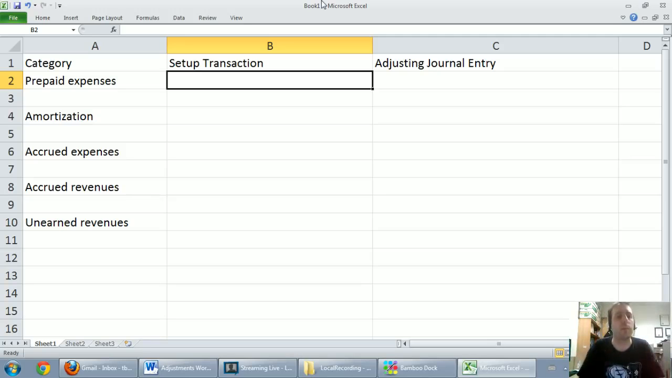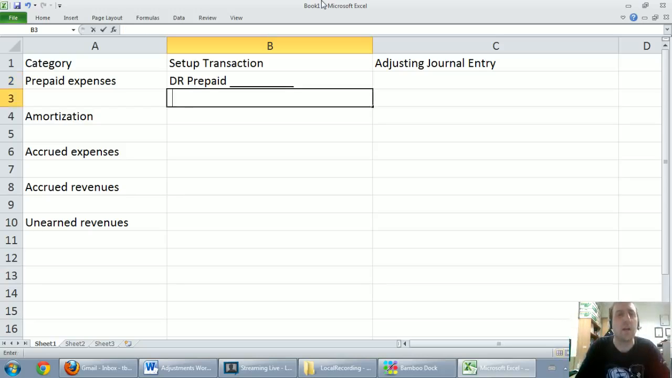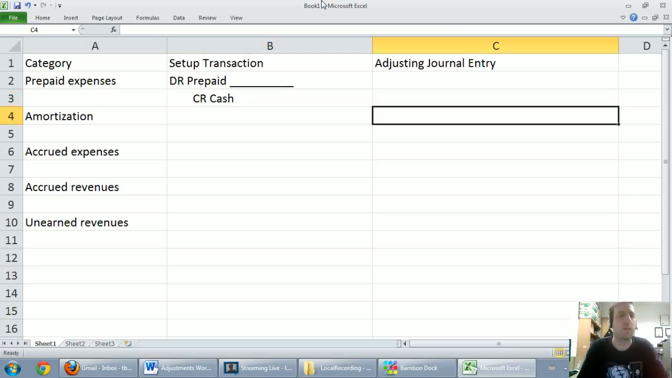Anyway, when we buy the prepaid expense, we're always going to debit some sort of prepaid. It might not actually be called prepaid, but prepaid insurance, prepaid rent. Also, supplies is thought of as a prepaid, so you just debit supplies. You don't have to call it prepaid supplies. And then we're going to credit usually cash, maybe accounts payable if we buy it on account, but that's the typical setup transaction.